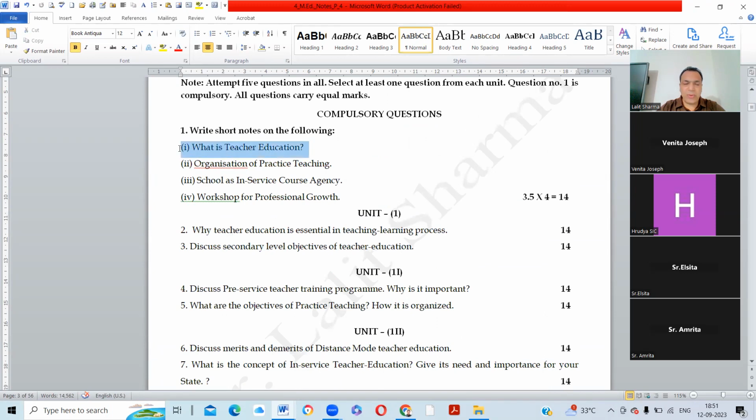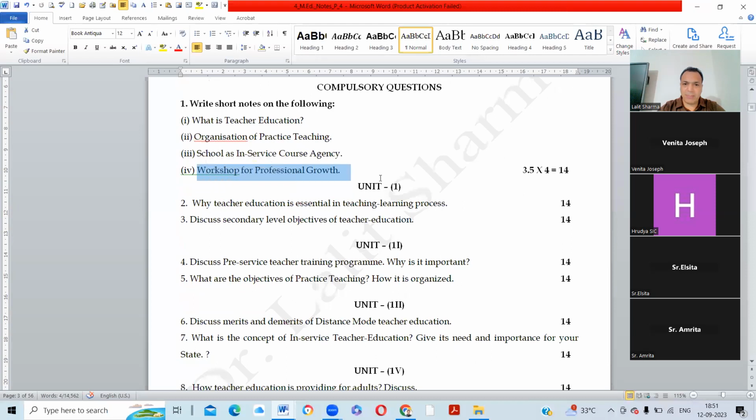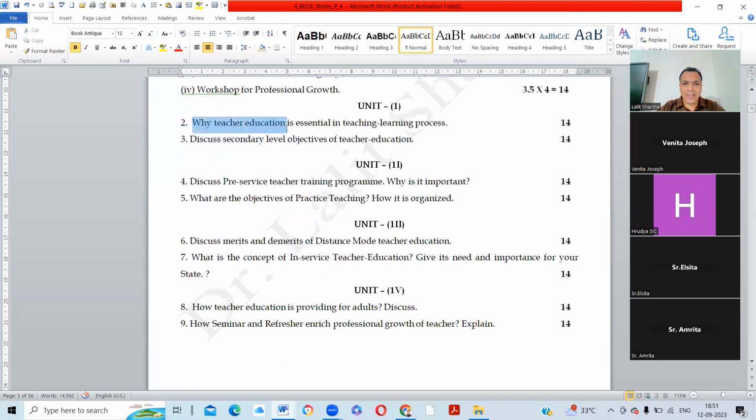First question, teacher education we have discussed, organizations of it, practice teaching discussed, school as an in-service course agencies, workshop for professional growth we have discussed, right? Under unit 1, why teacher education is essential in the teaching learning process, we have discussed. Second is discuss the secondary level objectives of teacher education, we have just discussed. Whole answers I have written. Unit 2, discuss the pre-service teacher training program, why it is important. Again, it's very easy and we have discussed.